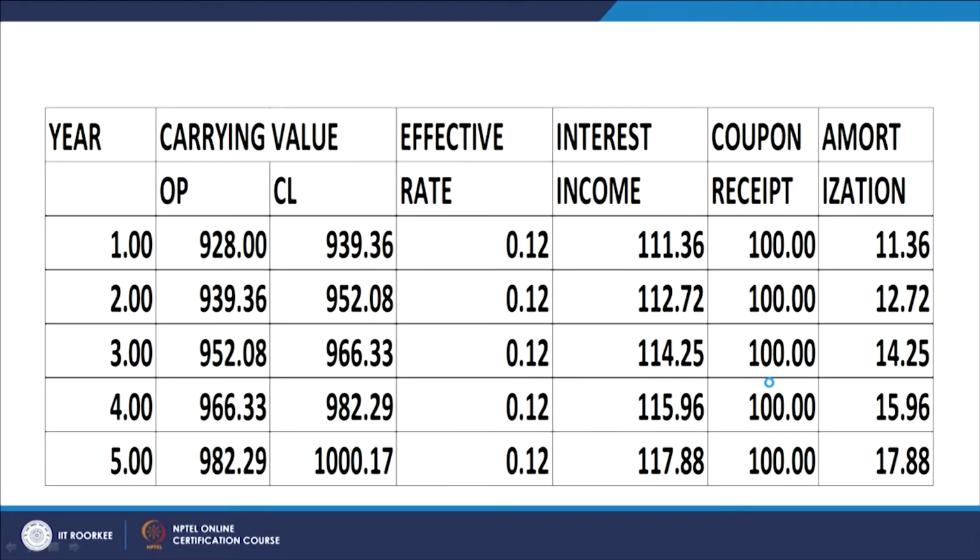For the second year, it is 12.72, third year 14.25, 15.96 in the fourth year and 17.88 in the fifth year. So, at the end of the fifth year, if you look at the carrying value, it becomes equal to the redemption value, which is as it should be.